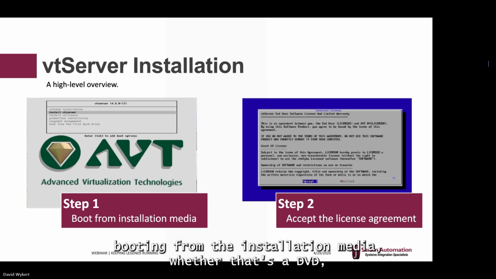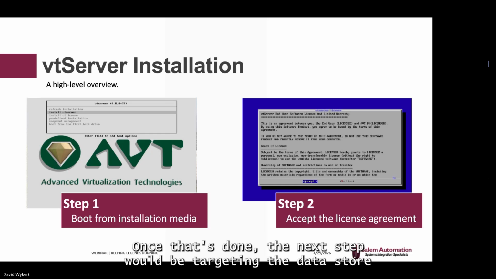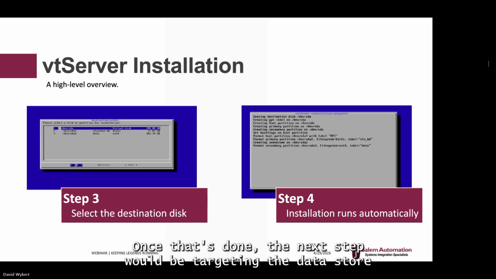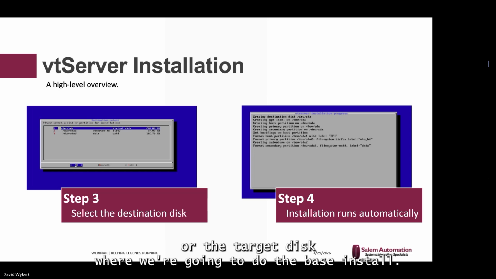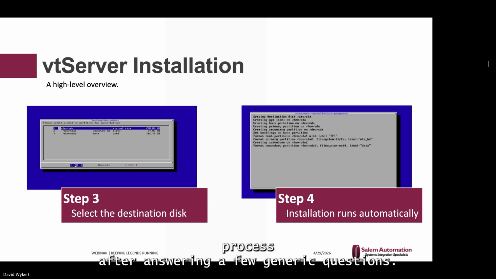One is booting from the installation media, whether that's a DVD, an ISO image, or a USB stick. We go through the installation process. You accept the license agreement. Once that's done, the next step would be targeting the data store or the target disk where we're going to do the base install. Then we go through the rest of the installation process after answering a few generic questions.